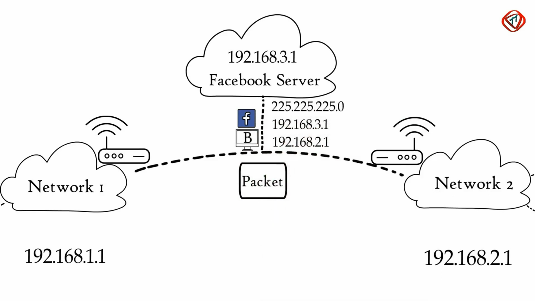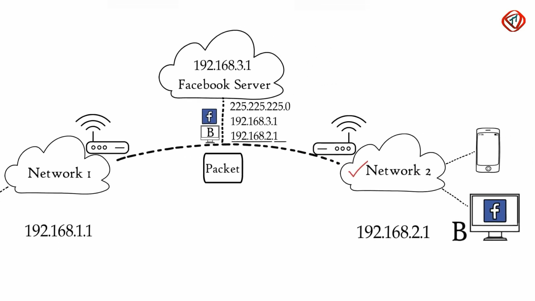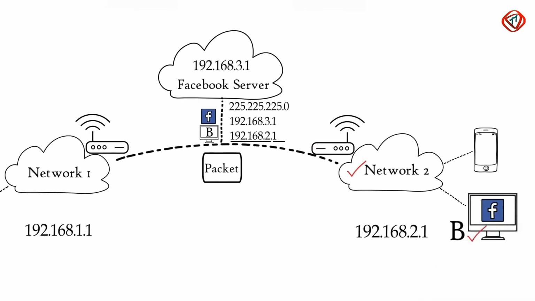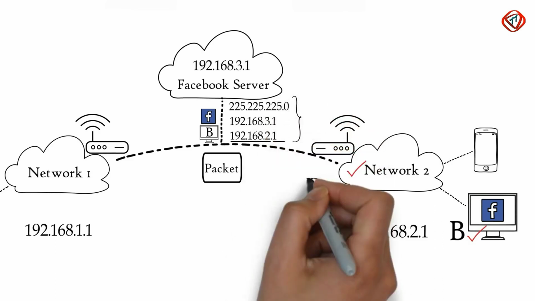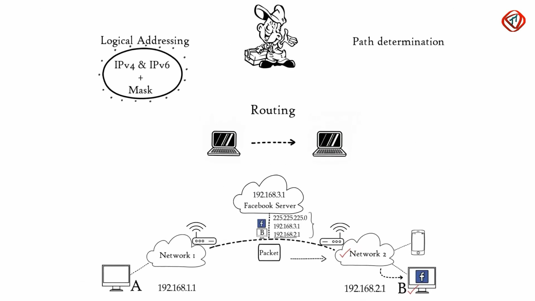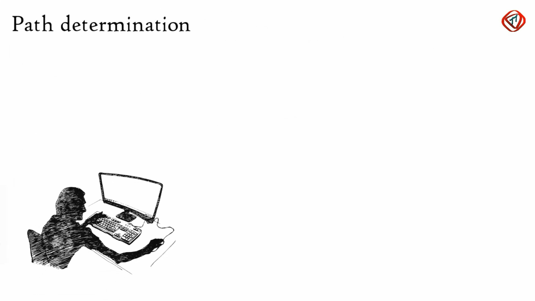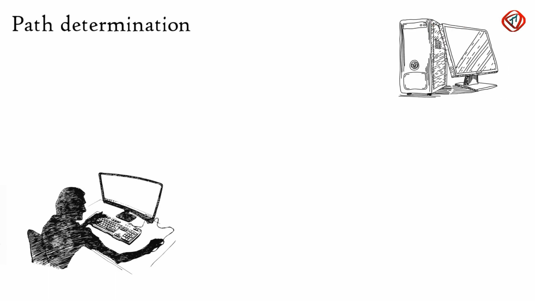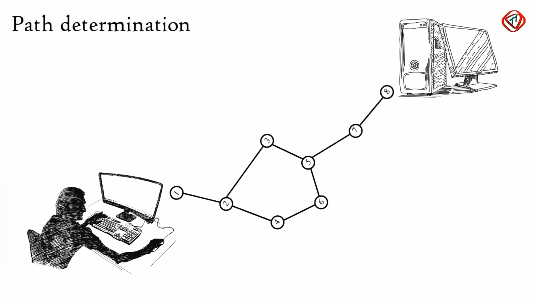255.255.255.0. This mask tells that the first three combinations represent the network, while the last combination represents the host, computer B. So based on IP address format, the received data packet will move first to network 2 and then to computer B. So based on IP address and mask, routing decisions are made in a computer network. Now path determination. A computer can be connected to an internet server or a computer in a number of ways.